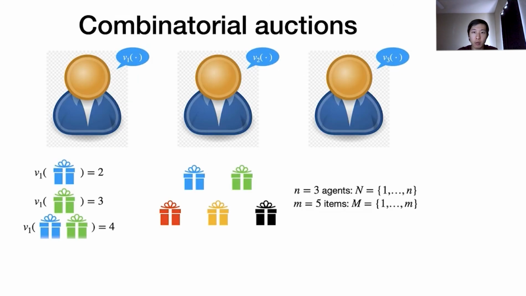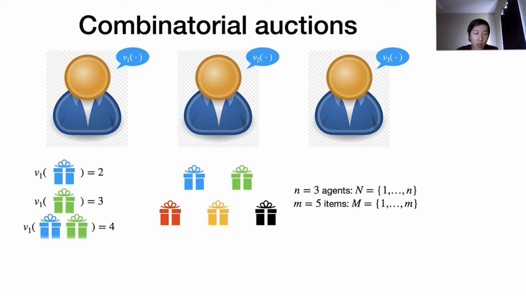First, what are combinatorial auctions? Here's an example. We have 3 agents, 1 through 3, and 5 items numbered 1 through 5. Each agent i has a valuation function vi, which maps every combination of items to a single value, the value of the combination.